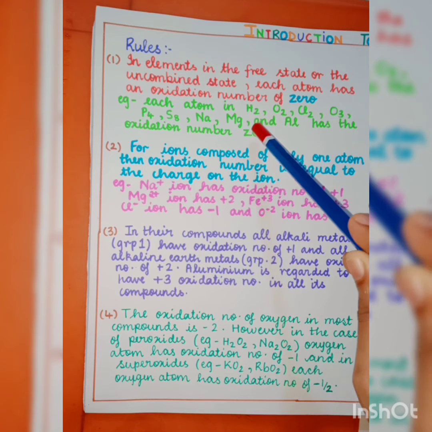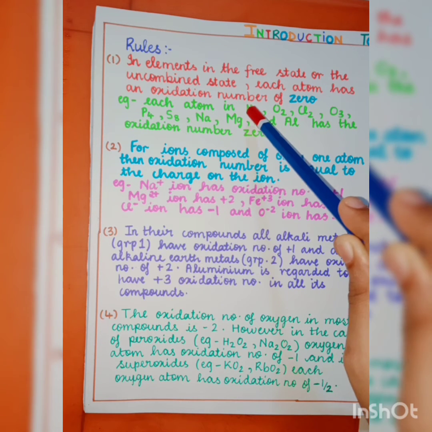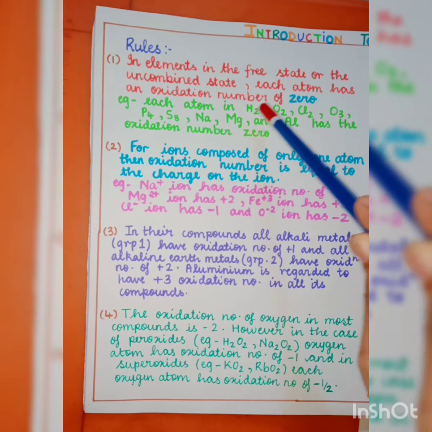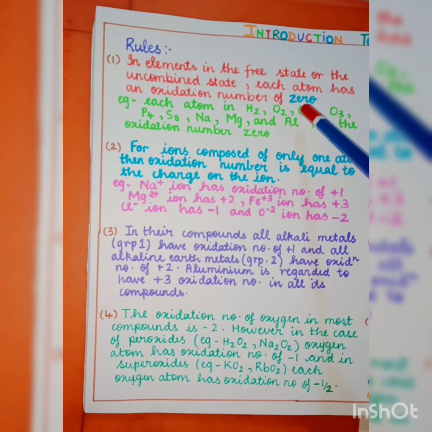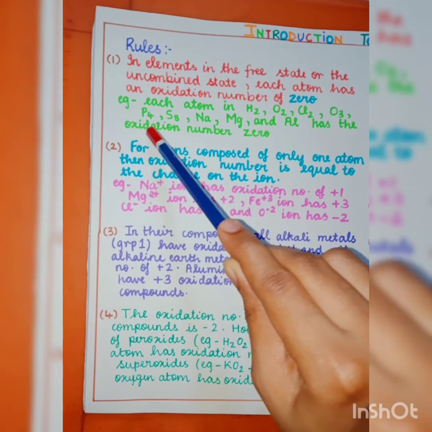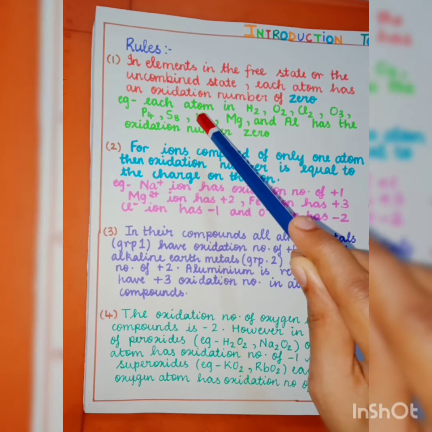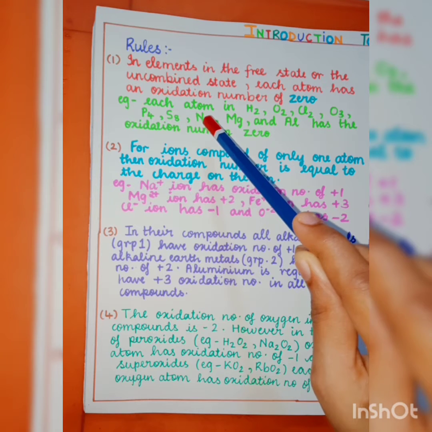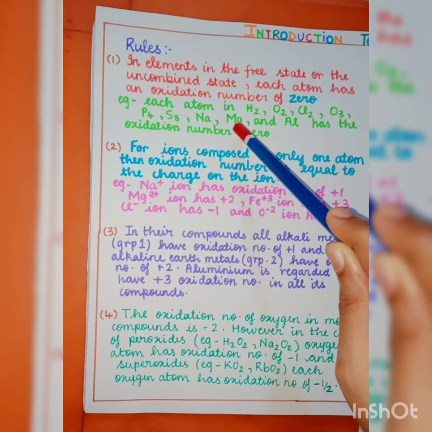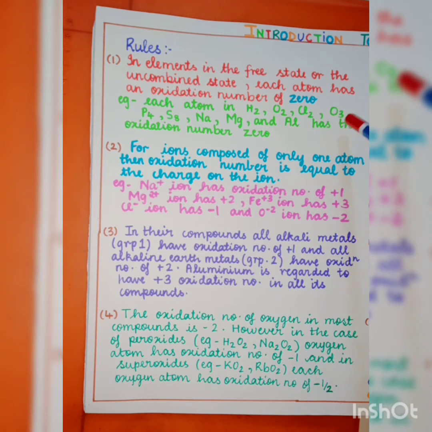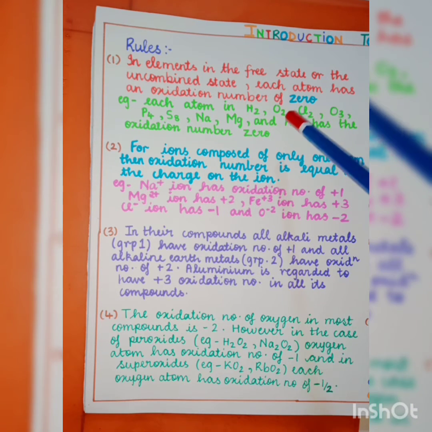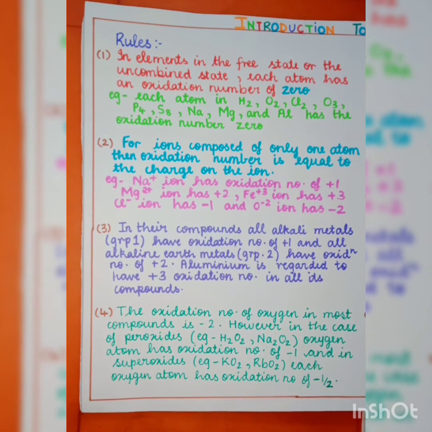Let us take a few examples. Our examples are H2, where H is bonded to another H, O2, where O is bonded to another O, Cl2, where Cl is bonded to another Cl. Similarly, O3, P4, S8, and Na, where Na is not bonded to any other atom, Mg, where Mg is not bonded to any other atom, and Al, where all these three are in the uncombined state. They will all be said to have an oxidation number of 0. I hope you are all clear with rule number 1.